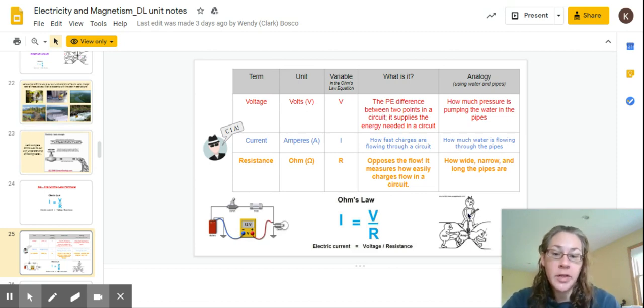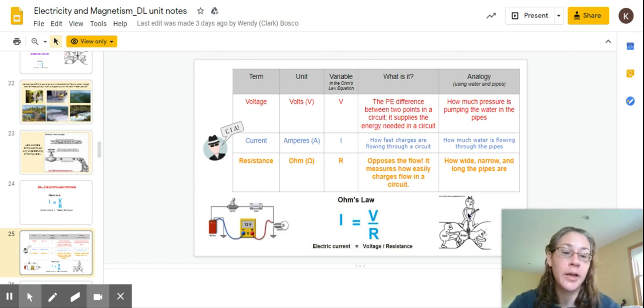The current is, the unit is amperes or A or amp, and the variable in the equation is an I. Remember, unit and variable are not usually the same, so volts is unusual.